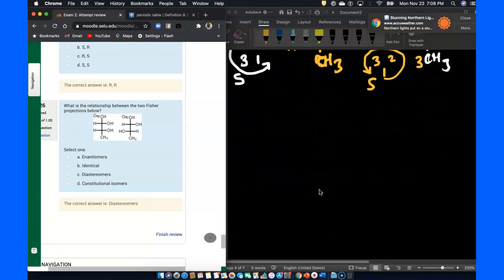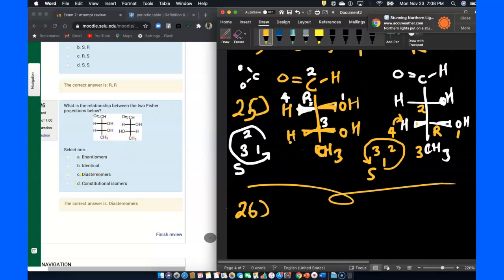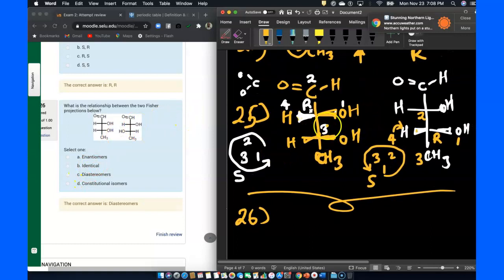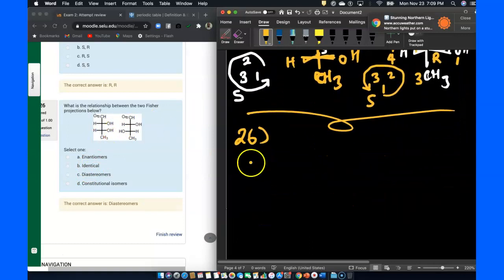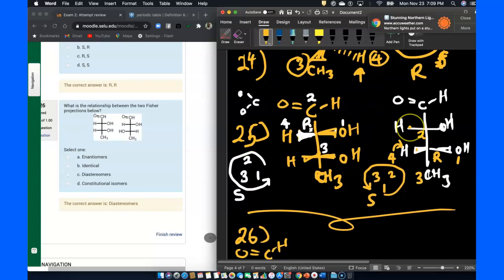And last question in exam 2, question 26. What's the relationship? You see how these are on the same side, but these are on opposite sides? You can quickly tell they're diastereomers. Otherwise, you can still again use this system and you'll see that one center is kept, one is reversed. For example, based on what we just did, we determined that these two centers are R and R, right? That's what we just did.